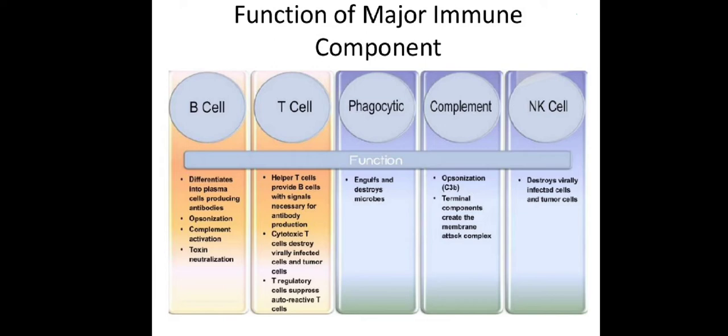Phagocytes are neutrophils. They help in engulfing and destroying microbes. Complement system: they opsonize, and the terminal components create the membrane attack complex. They will destroy those organisms. Natural killer cells mainly act against viral infected cells and tumor cells.